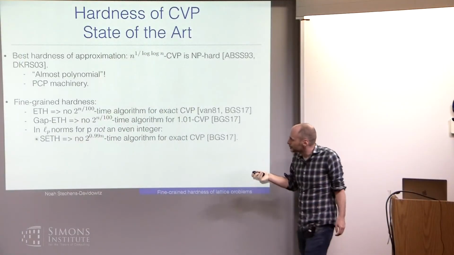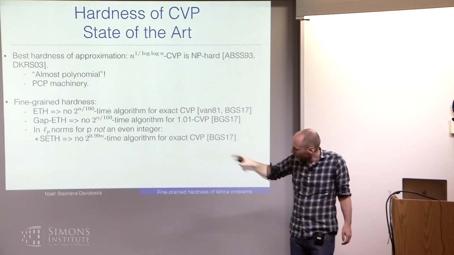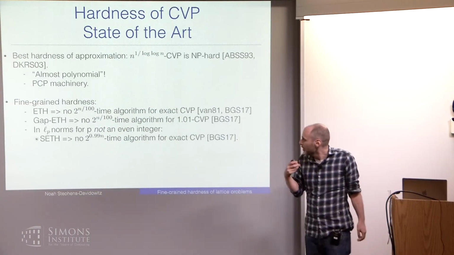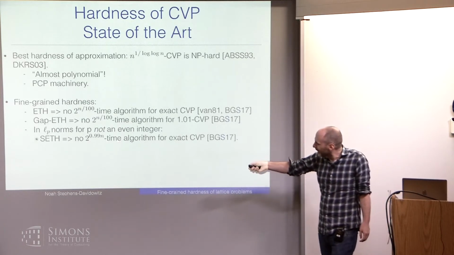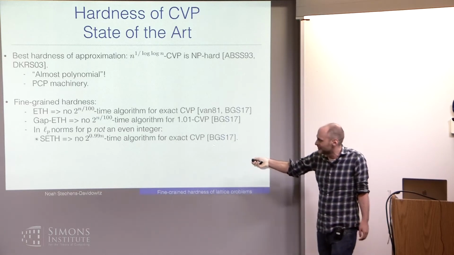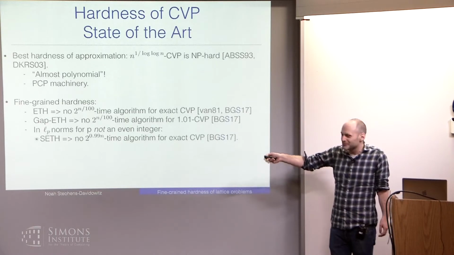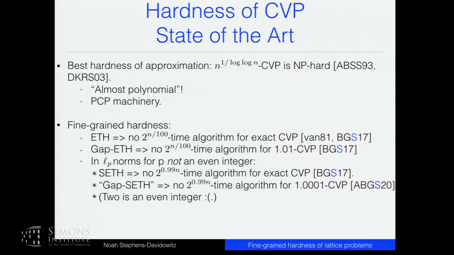But we know under the strong exponential time hypothesis, which is a stronger variant of ETH, that there's no 2 to the 0.99n time algorithm for exact CVP in LP norms for p not an even integer. And one thing to remember is that 2 is not an even integer. So the norm that we care about is L2. We have this very, very strong result, I think, for LP norms for p not an even integer. So we don't get it for L2, but we come really close.